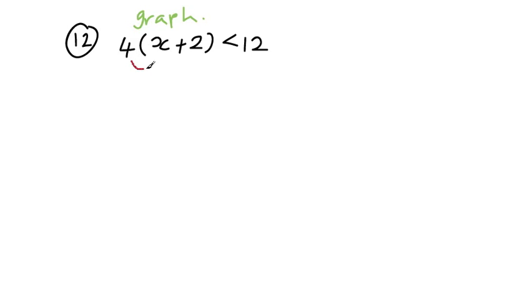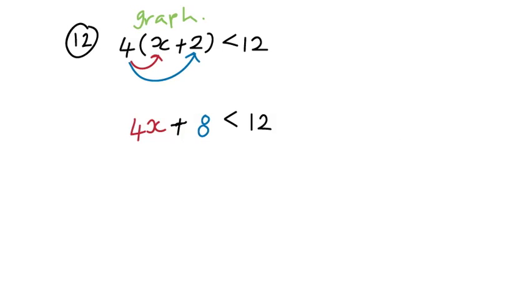So we have to take our 4, we multiply it by the x. This gives us 4x. Now we already have a plus in there, so let's keep that plus for now. 4x plus. And then we take our 4 again and we multiply it by the 2. So that gives us 8. And then we could finish writing this, we still have the less than 12. So we have 4x plus 8 is less than 12.